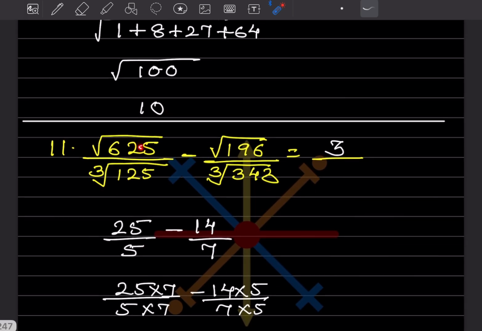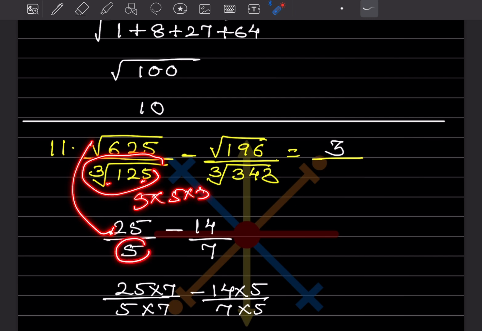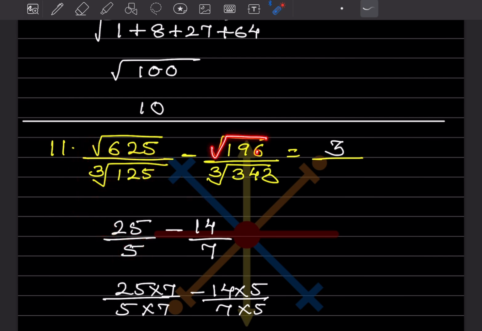Now we will see this one. So this is going to be root of 625, which is going to be 25, and cube root of 125. So that is going to be 5 into 5 into 5, which is going to be just 5. So root of 196, that is going to be 14. So 14 times 14, that is 196. And for cube root of 343, that is going to be 7. So that will be 7 into 7 into 7.